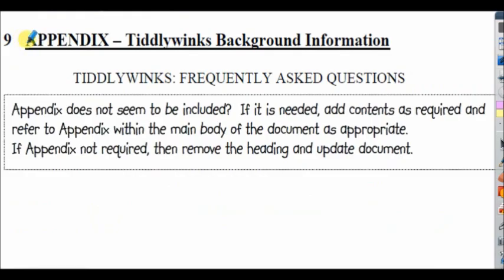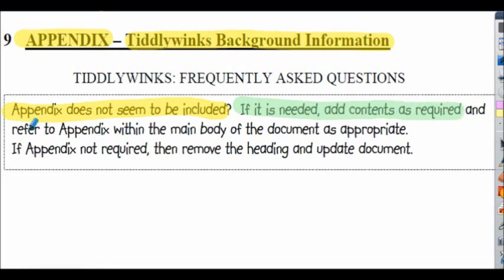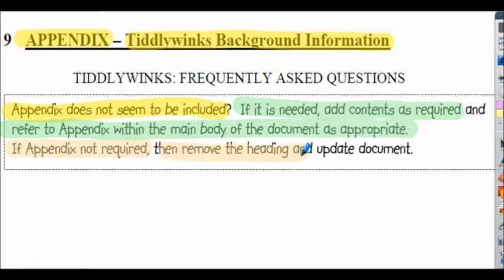And finally, there is an appendix included within this product design specification related to background information for our Tiddlywink Integrated Tester, but there does not seem to be anything included here. So if we do need the appendix, we need to add the content as required and also refer to the appendix within the main body of the document as appropriate. If the appendix is not required, then we need to remove the heading and update the document and of course the table of contents. So that's an overview of some of the typical errors that can occur when compiling design specifications or indeed any technical document within engineering.